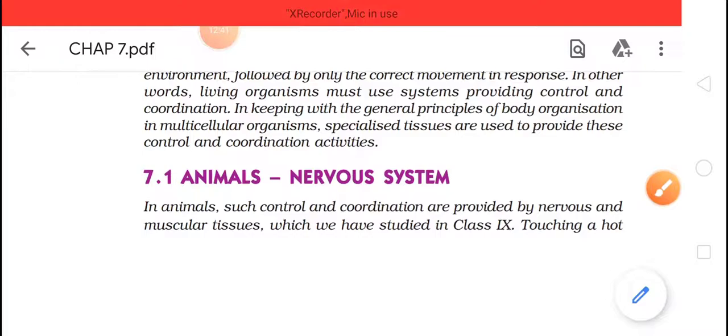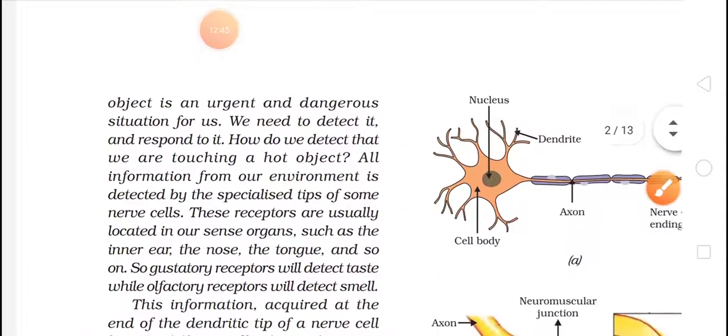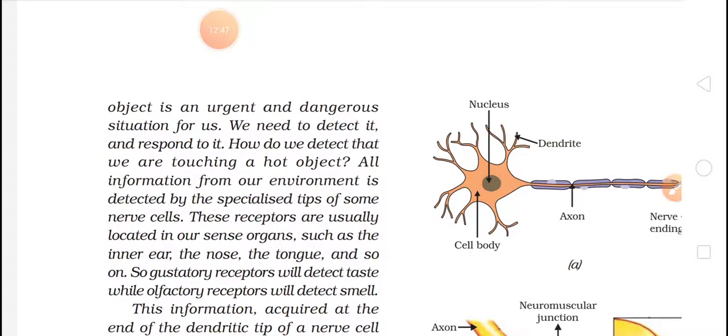Let's see what they are talking about. Touching a hot object is an urgent and dangerous situation for us. We need to detect it and respond to it. How do we detect that we touch a hot object? All information from our environment is detected by specialized tips of some nerve cells. These receptors are usually located in our sense organs, such as the inner ear, the nose, tongue, and so on.